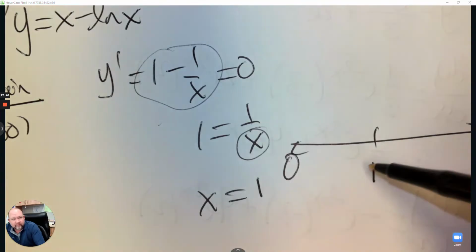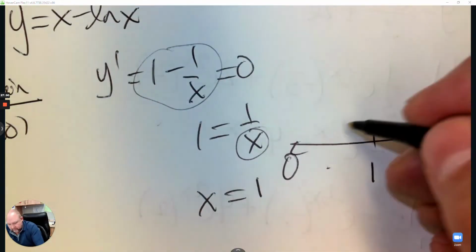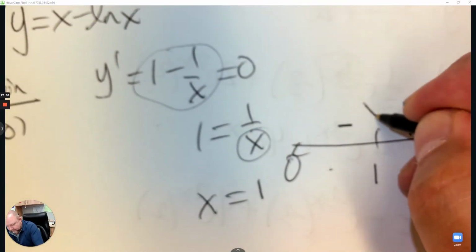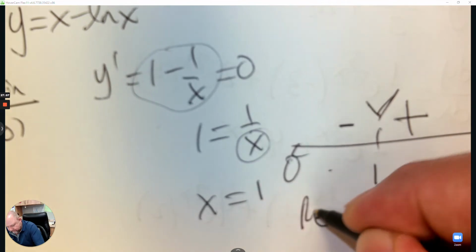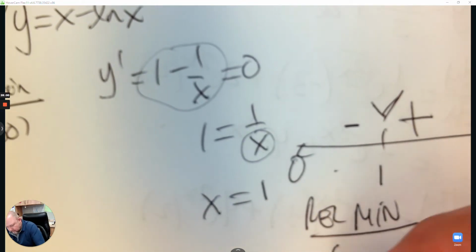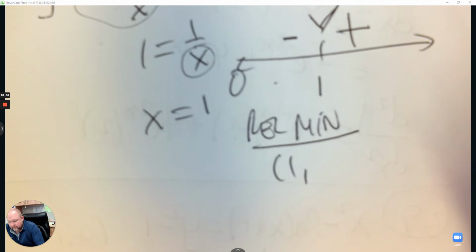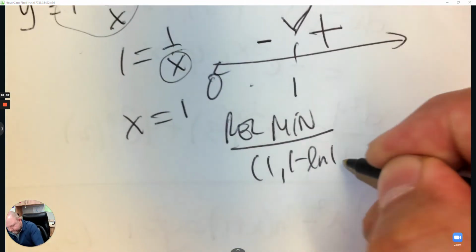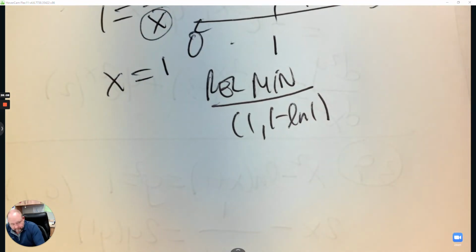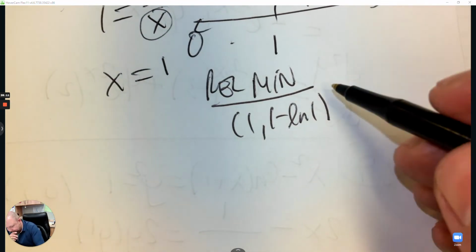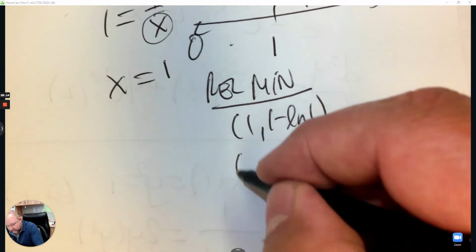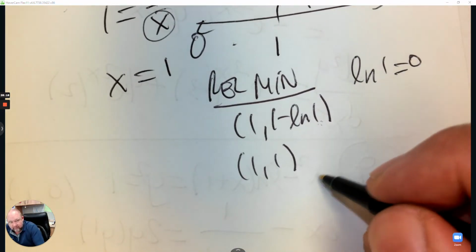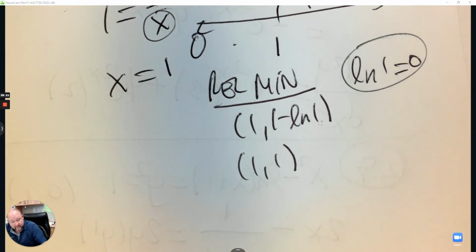Into the derivative, if I plug in 1/2 and do the reciprocal, it's a negative answer. If I plug in like 5, it's a positive answer. So there's a minimum at 1. Plug 1 in here, and it's 1 minus ln 1. By the way, ln 1 is 0. It's a good property to know. So that's (1, 1).